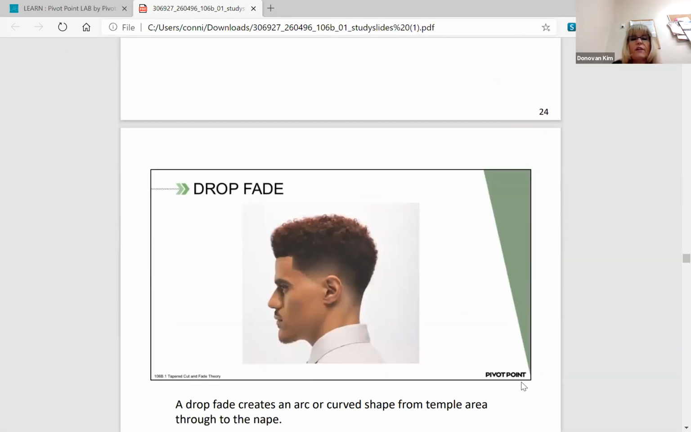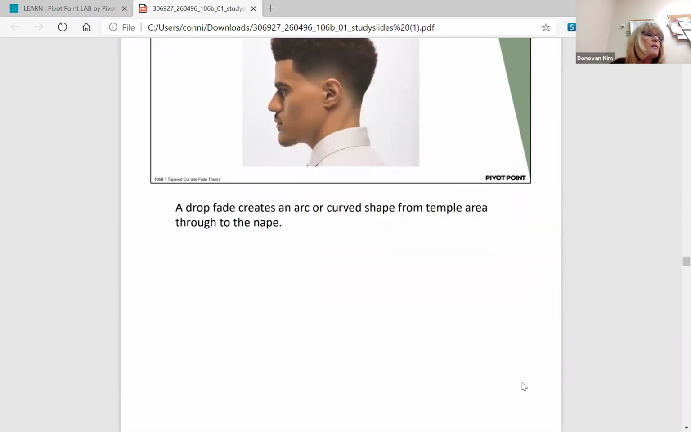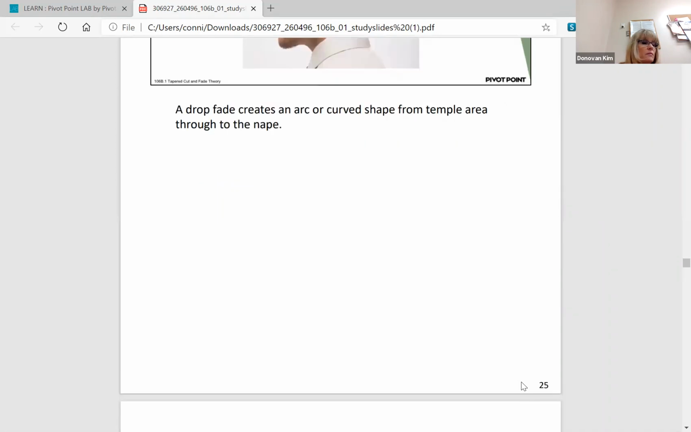Then we're going to have a drop fade. This creates a curve or an arc from the temple area through the nape. Transparency occurs wider on the back sides and drops lower towards the hairline. In trendy versions, the amount of transparency may become narrow and pointy in the center back, with the weight right above the faded area.